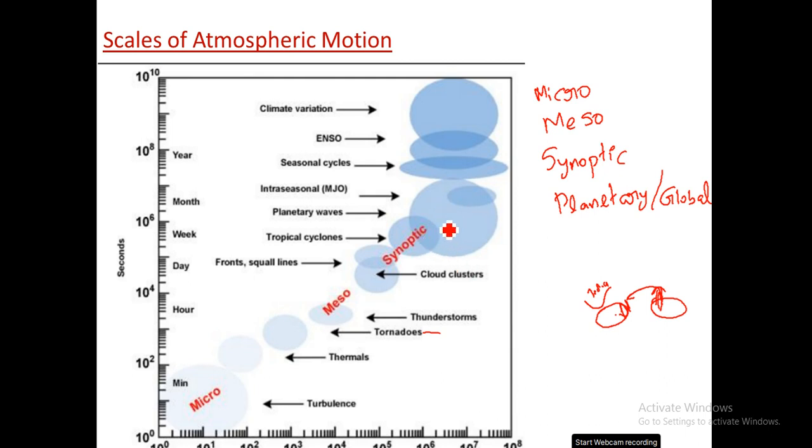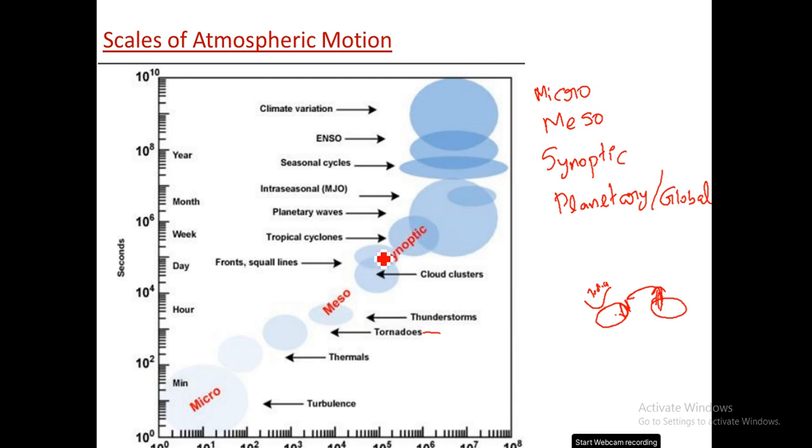Then if we go to the next, just below the planetary scale, we have the synoptic scale phenomenon. The synoptic scale phenomenon is around 10 raised to 5 to 10 raised to 6 meters in length scale, whereas in the time scale it is day to week or day to month. So synoptic scale phenomena persist from several days to several weeks.